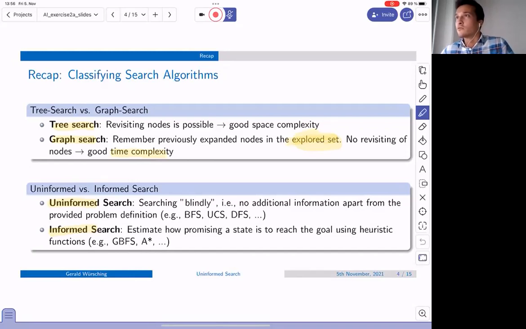And with tree search, if we go into an infinite loop, would we use up a lot of memory? No, we wouldn't. We don't have to store anything extra, but we would continuously lose a lot of time and eventually get stuck in an infinite loop.